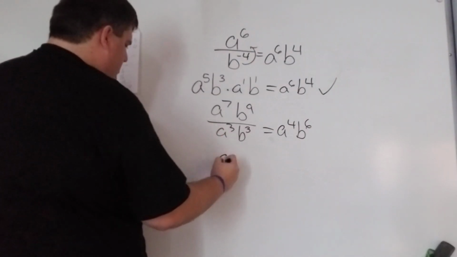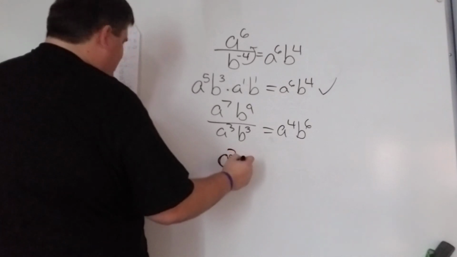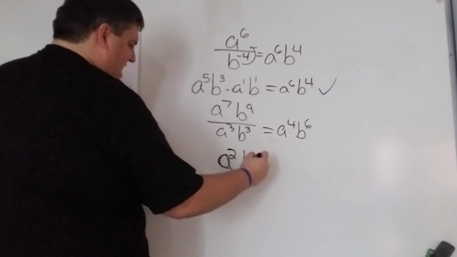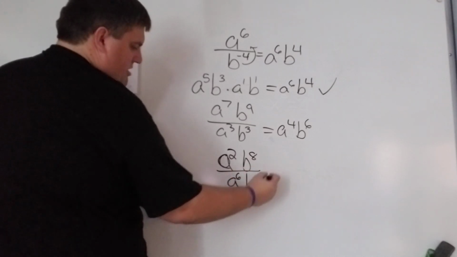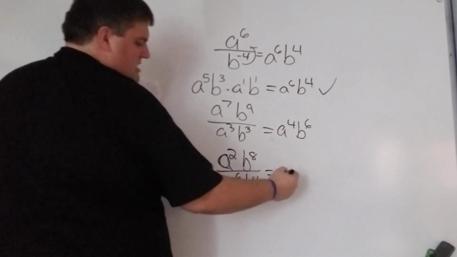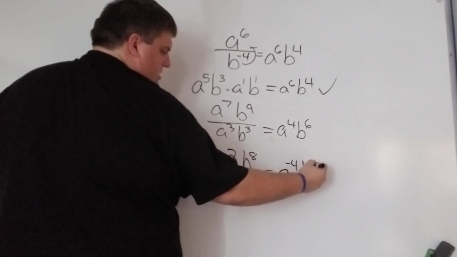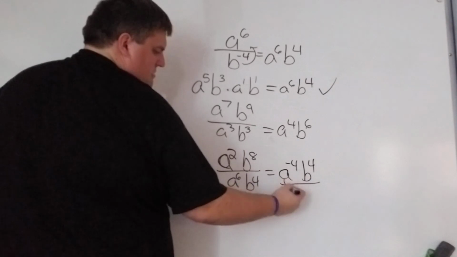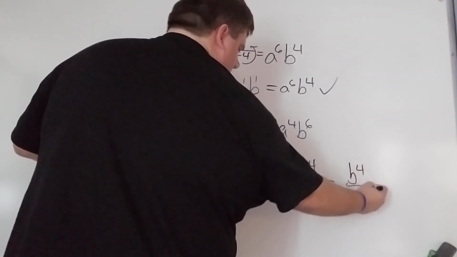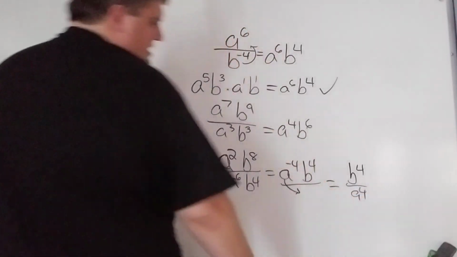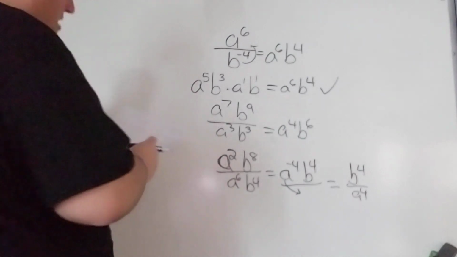On C, we have another division. Oh, I wrote the letter C. There we go. A squared, B to the 8th, over A to the 6th, B to the 4th. 2 minus 6 is A to the negative 4th. 8 minus 4 is B to the 4th. And then A is going to need to move to the bottom. So that was going to be B to the 4th over A to the 4th, which is not the same because we don't have A to the 6th. And then we got 2 more to try.